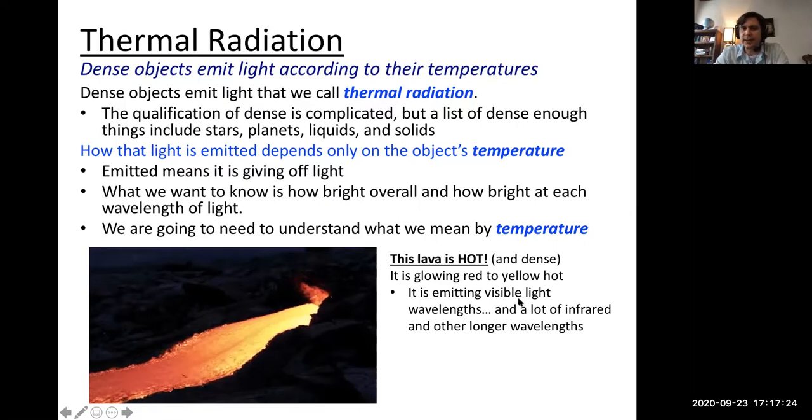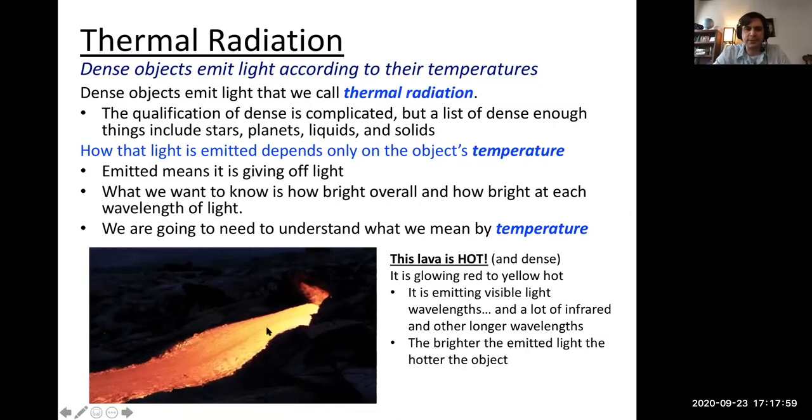So it's emitting light, visible light wavelengths, but it's also emitting a lot of infrared wavelengths. If I were to shine my camera that can detect infrared wavelengths at this, the entire chip would be flooded. It'd be so bright that we couldn't see any detail, because it's really, really bright in the infrared. And that's why you can feel it whenever you get close. Our body interacts with infrared radiation very easily. So you'd feel that as heat coming off of it.